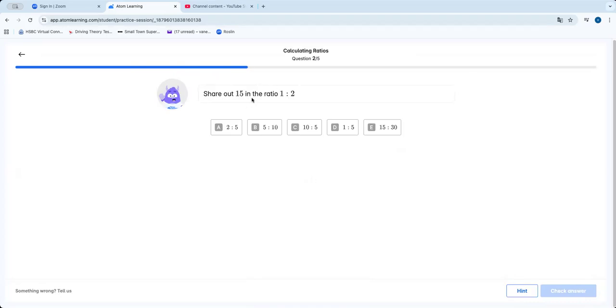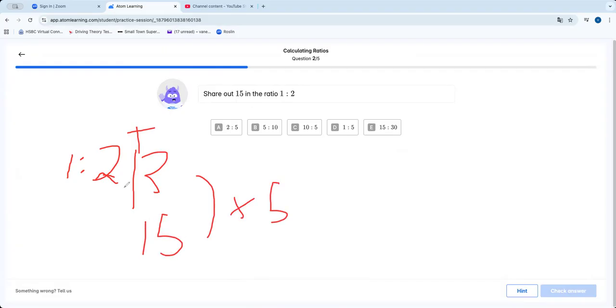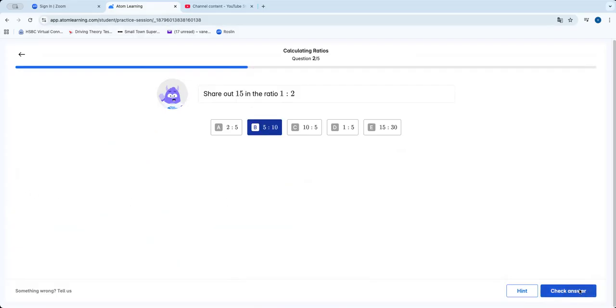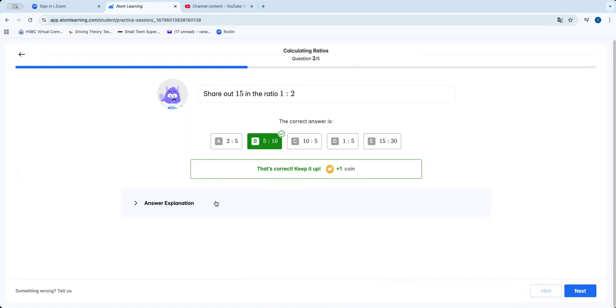Share out 15 in a ratio of 1 to 2. So what we do here, we're going to put the ratio 1 and 2, and the total is 3. And then we have 15, so it's times 5. So we times 5 here, which is 5 to 10. So it will be B. And that's correct.